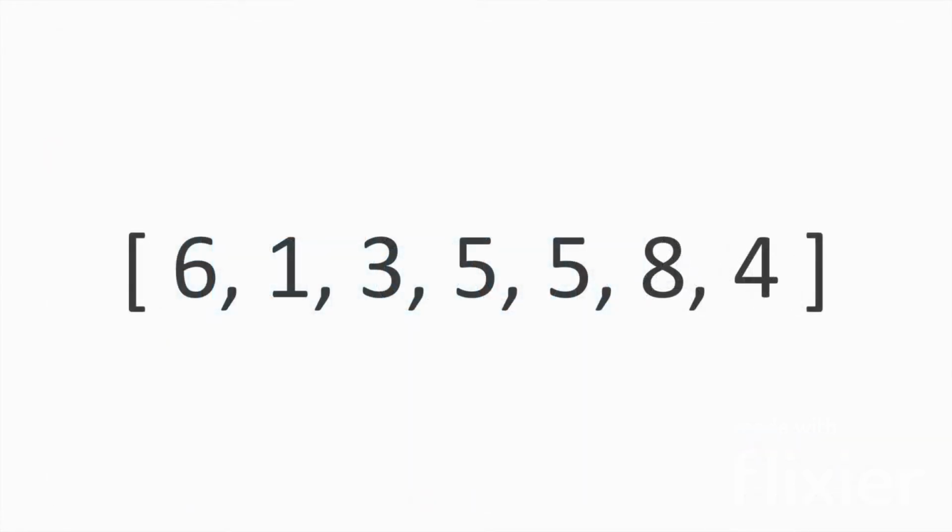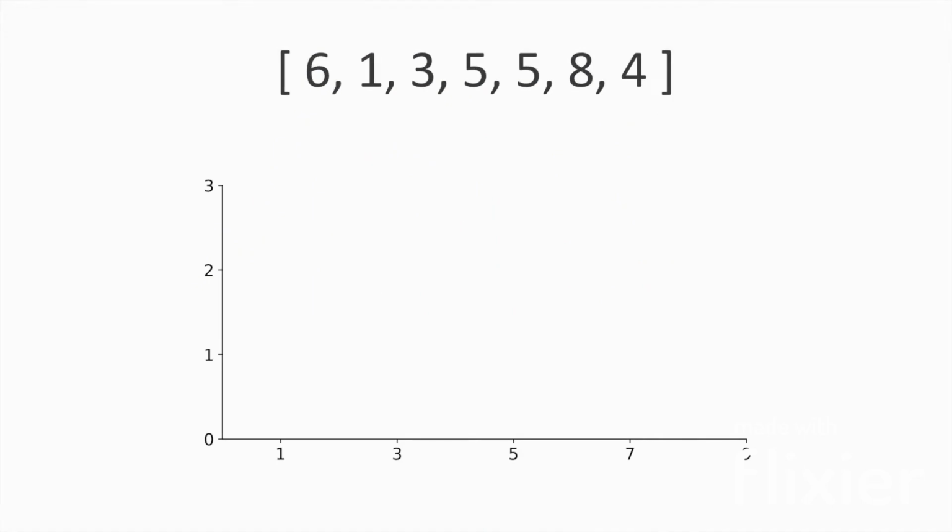So let's say we want to build a histogram for these 7 numbers. The first thing we should do is create a set of axes, and along the x-axis we're going to be creating bins. So basically we'll just be binning up these numbers, and on the y-axis we'll be counting up how many numbers we've seen in each bin.